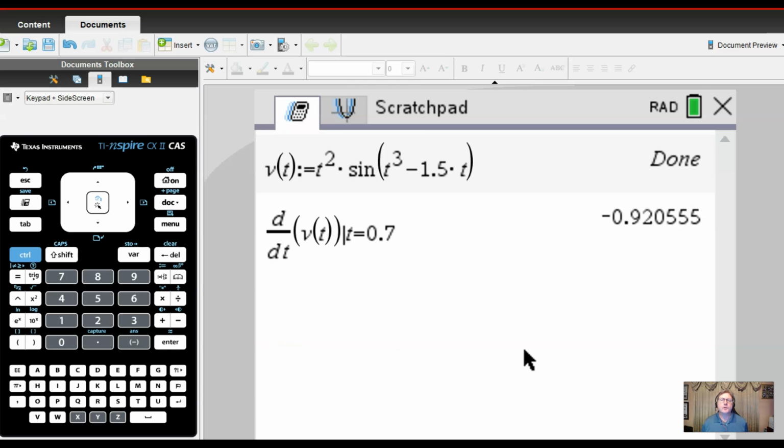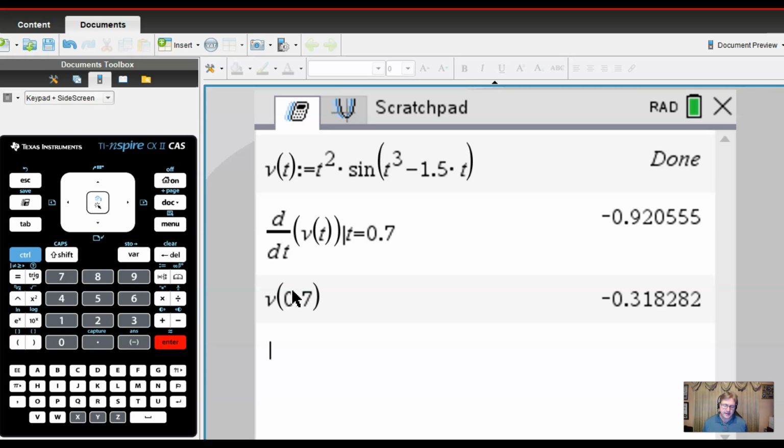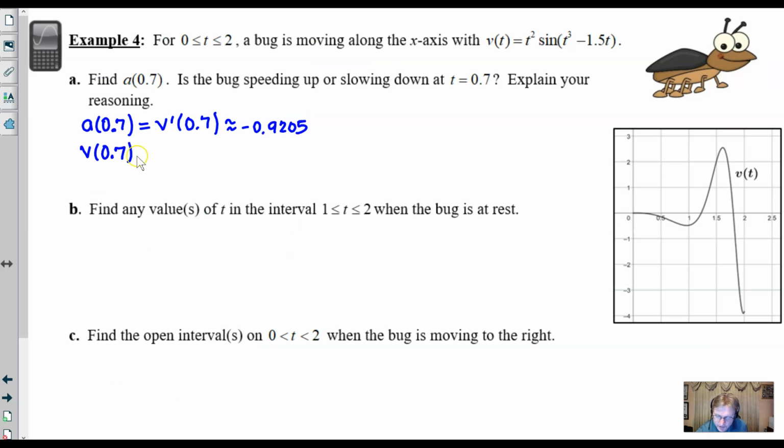So again, we're going to benefit from having stored our V because when I type in V, it's bold, it's being recognized. I just enter my time 0.7 and boom, there I have it, negative 0.3182. Let's go ahead and truncate that. So we're going to go ahead and call that approximately negative 0.3182.